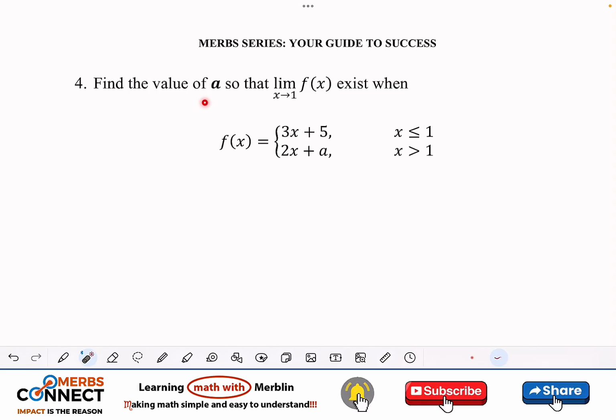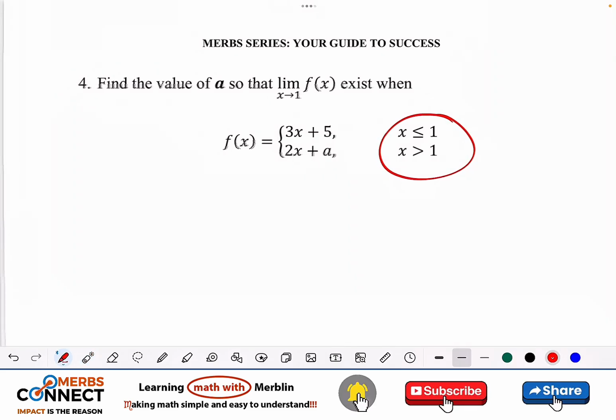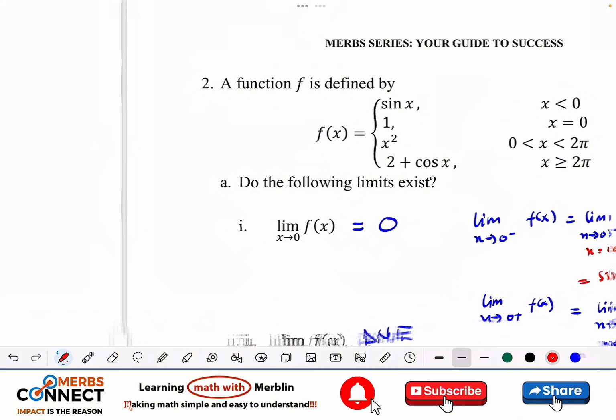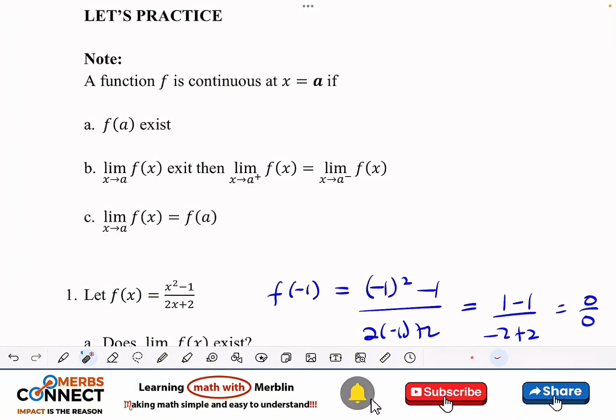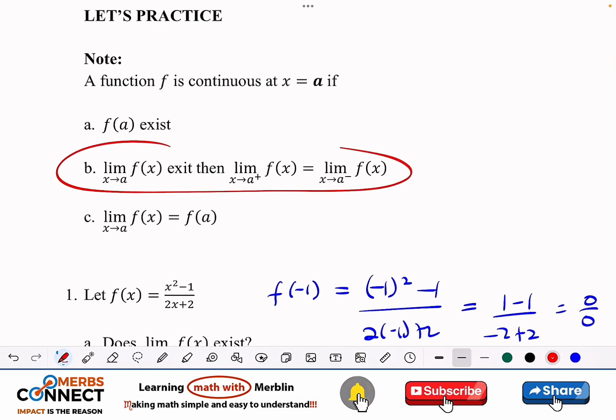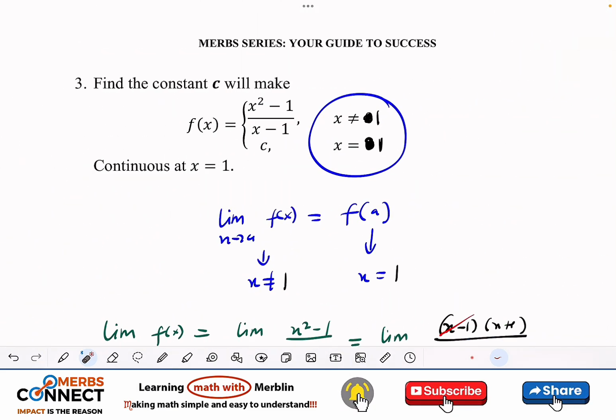Now, the same thing here, we want to find a such that this limit exists when this is equal to this. So anytime you see something like this, you ask yourself, which one am I going to use? Which condition? Anytime the question is asking you to find something and the function is continuous, you use either this or this. One of them is the one that you're going to use.